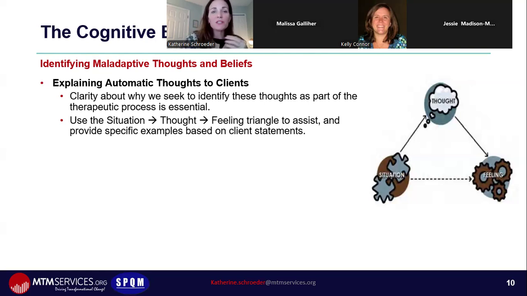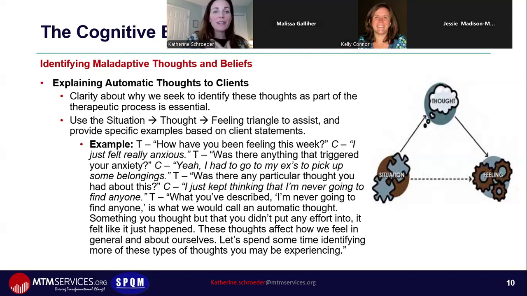And of course, if we can do this and use their statements, their examples to help illuminate it a little bit better, that's going to be even more helpful. So an example of a back and forth with a client could be us talking about that check-in. How have you been feeling this week? And maybe the client tells us, well, I've been feeling really anxious. And that gives us the opportunity to say, well, was there something specifically that triggered your anxiety? And in this example, this client's talking about going to an ex's, picking up some belongings. That was the anxiety trigger. This is a great opportunity for us to ask them, well, was there a thought that you had about going to pick up those belongings?